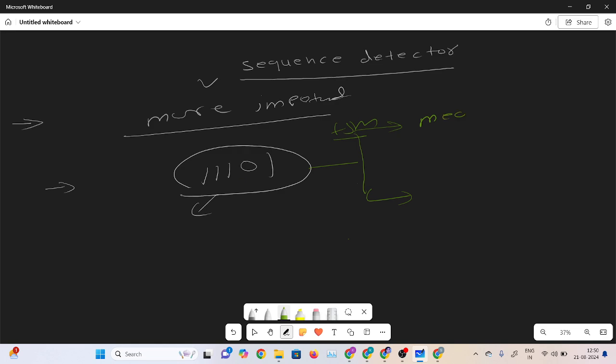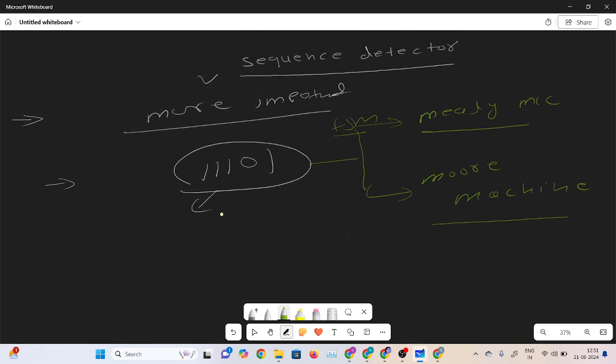One is the Mealy machine and another is the Moore machine. So to detect this sequence, we have these two things: the Mealy machine and the Moore machine. In the next part, I will explain.